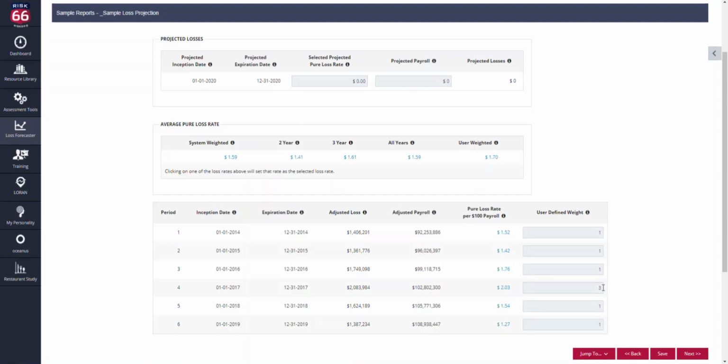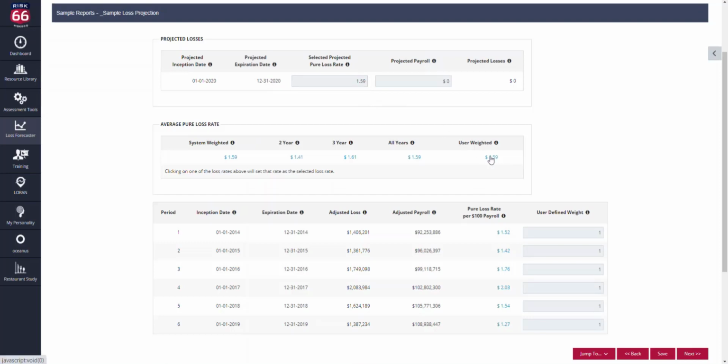Notice these changes only affect the user-weighted pure loss rate. Once you are done applying your weights, you can select the user-weighted pure loss rate and it will populate that as your selected projected pure loss rate. If you do not want to use any of the averages, you do have the option to type in another number.